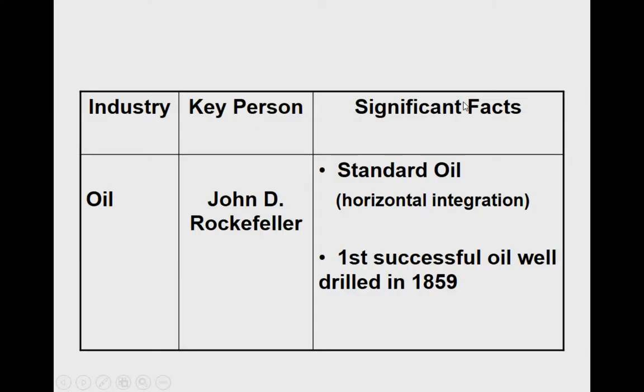So for your chart for this one, you got oil. Key person is John D. Rockefeller. Standard Oil is his company. He had a horizontal integration or consolidation. I'll show you a picture in just a second. And the first successful oil well drilled in 1859. Pause so that you can write, and then hit play.